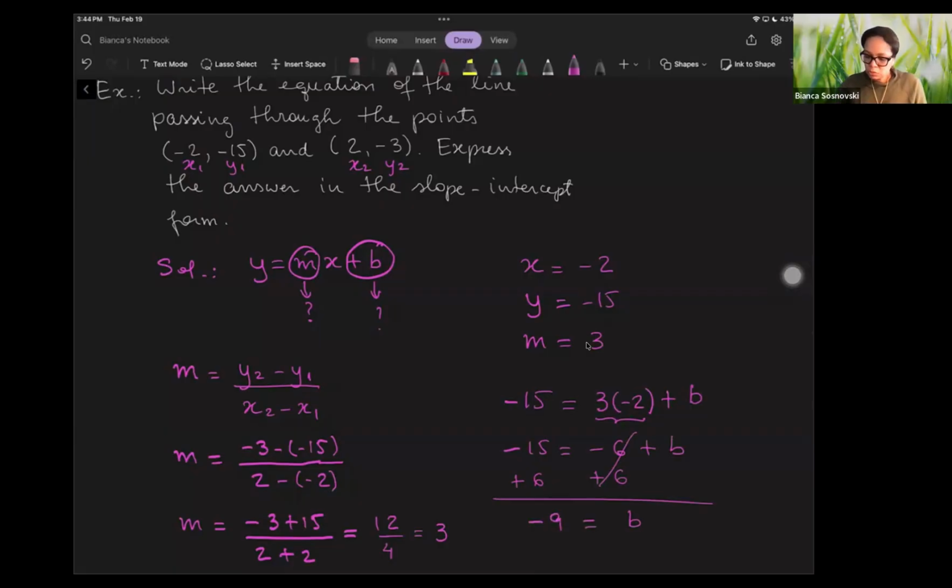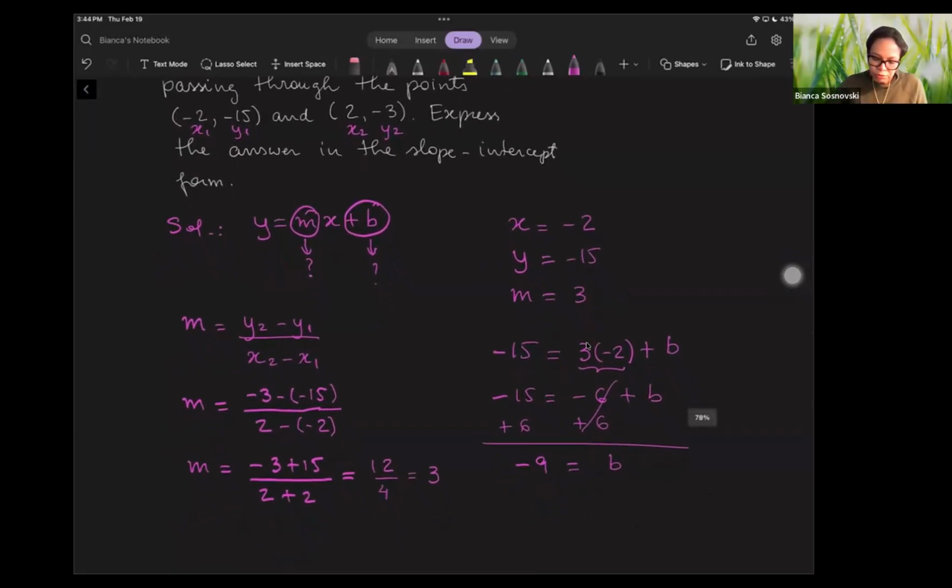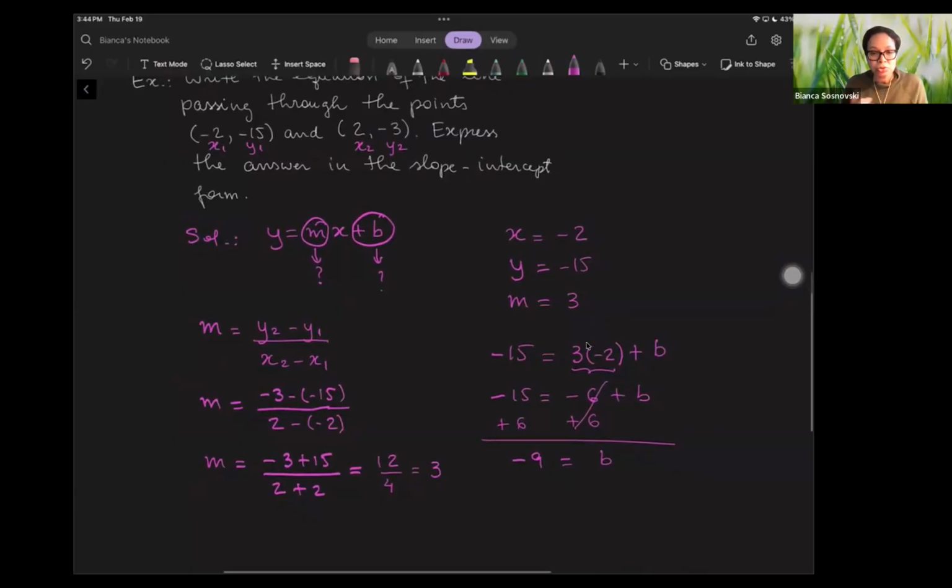Right? Which means now I have all the information necessary to write the equation. So the equation, which is my answer, is y equals m, which was calculated to be 3, times x, and now b, which is -9. So that's the equation of that.